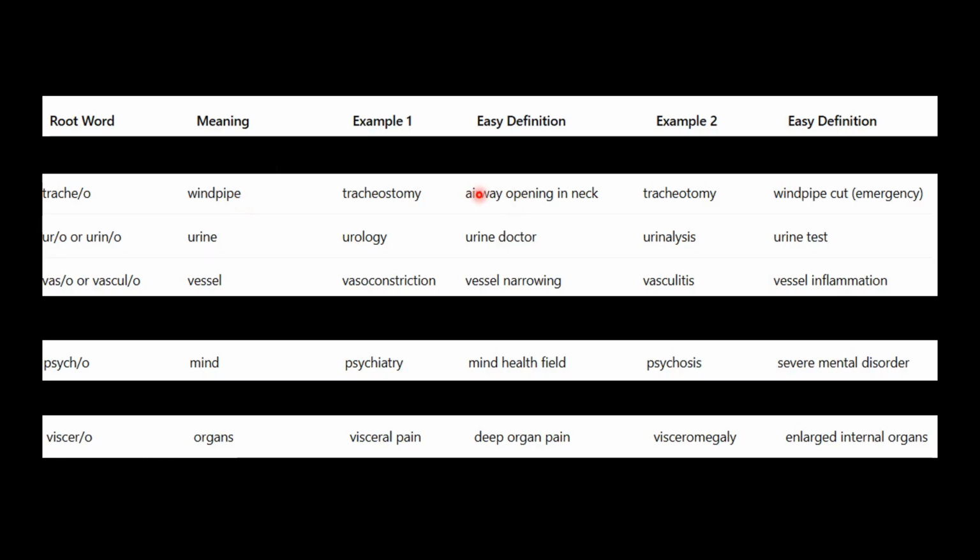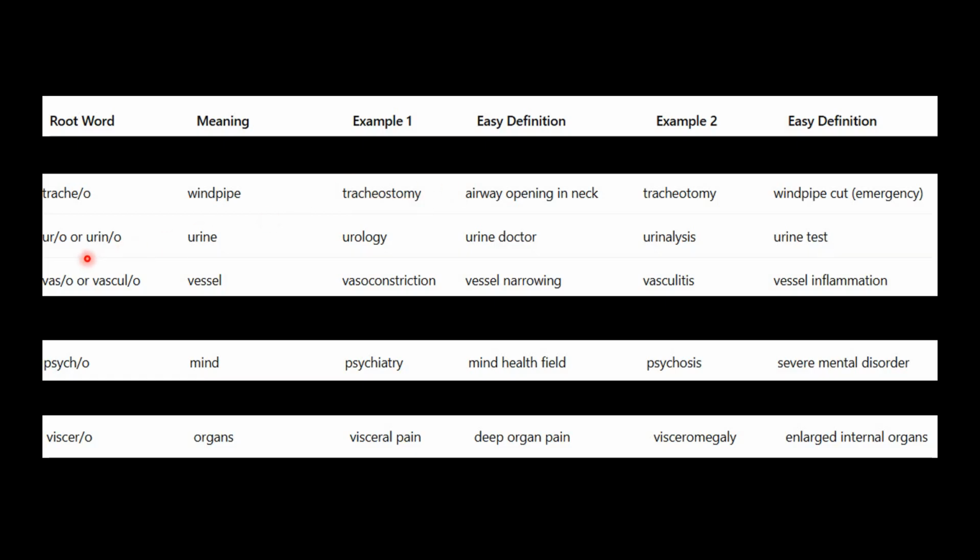Okay, similarly we have the next example, which is tracheotomy. Just look carefully. Here we have ostomy, here we have otomy. Both are completely different, because in the case of tracheotomy, the windpipe is cut for an emergency condition. So this is called tracheotomy, and this is called tracheostomy.